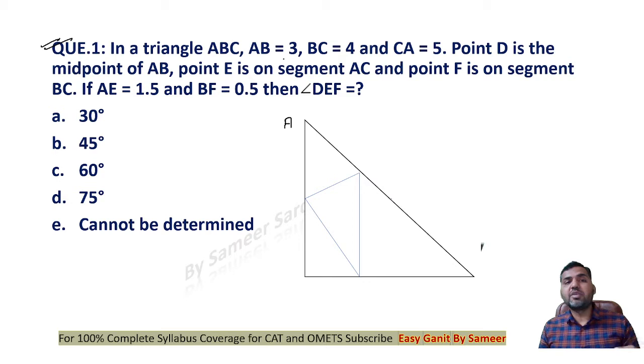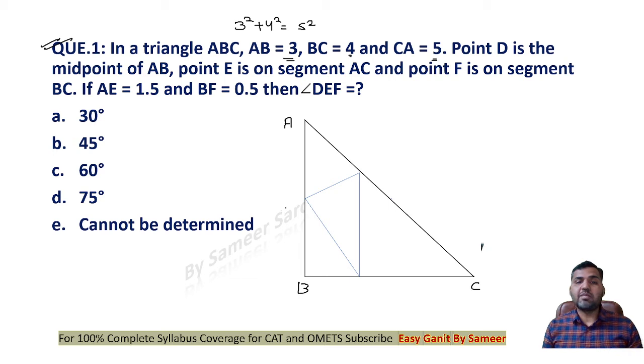In a triangle ABC, AB is given to me as 3 centimeter, BC is 4, AC is 5. The moment you see that 3, 4, 5 are the sides of the triangle, you can see that 3 square plus 4 square is equal to 5 square. That means it's a right angle triangle. So this is A, this is B, this is C, right?